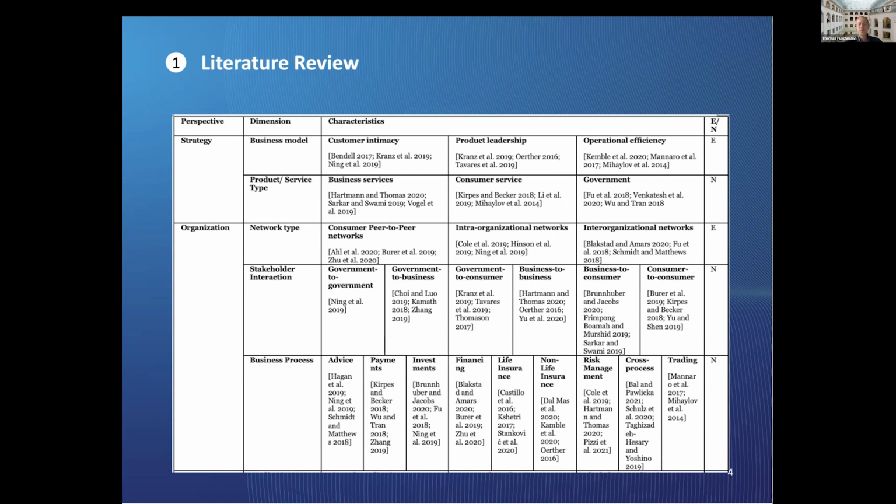And you can do that also for all the other things. So we did that for the organizational domain, like network type, stakeholder interaction, business processes that are very common in that field.